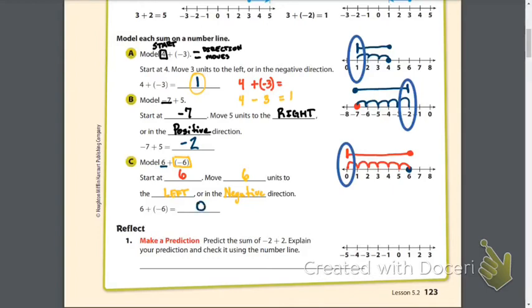Now, I told you an important piece of information, and I'm going to give you a clue. Look at these two numbers right here. What are they? They're opposite. Opposites. Very good. These are called opposite numbers.